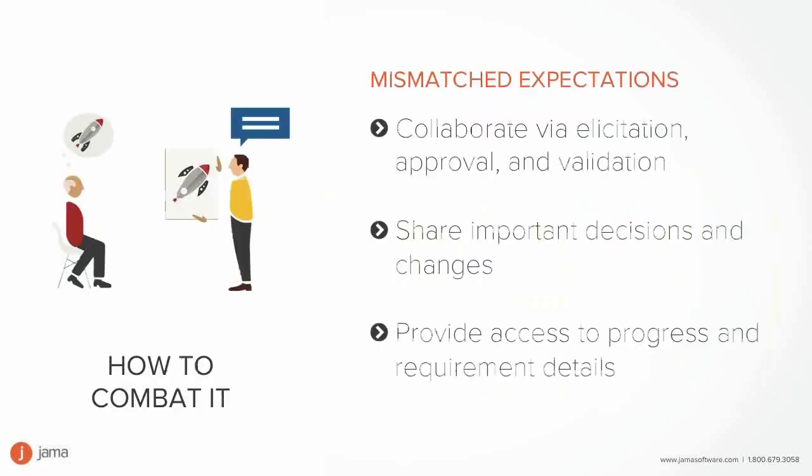So what are some ways that we can combat this particular challenge? Improving the way that we collaborate is core and central to this. Elicitation, approval, validation, change management, all of those processes that I've talked through can help us match the expectations of our stakeholders in a better way. Again, being able to share those important decisions and changes that we make, as opposed to batching them up and showing them all the changes we've made in the last month, let's let those trickle through as they come up so we can keep them abreast of the major changes that we are working through.